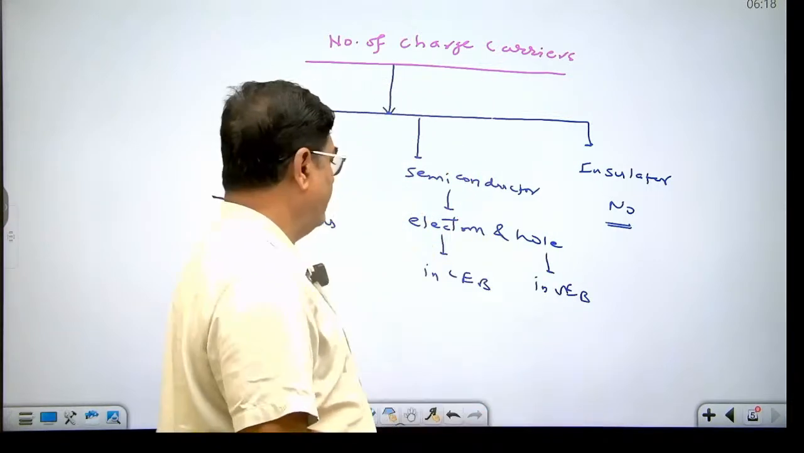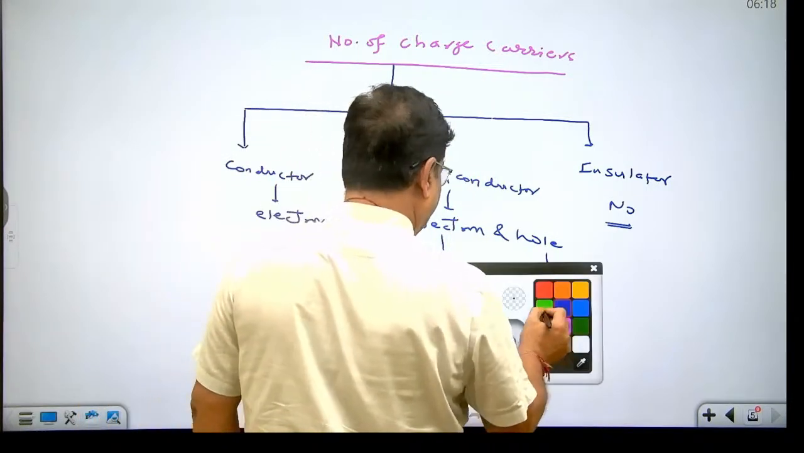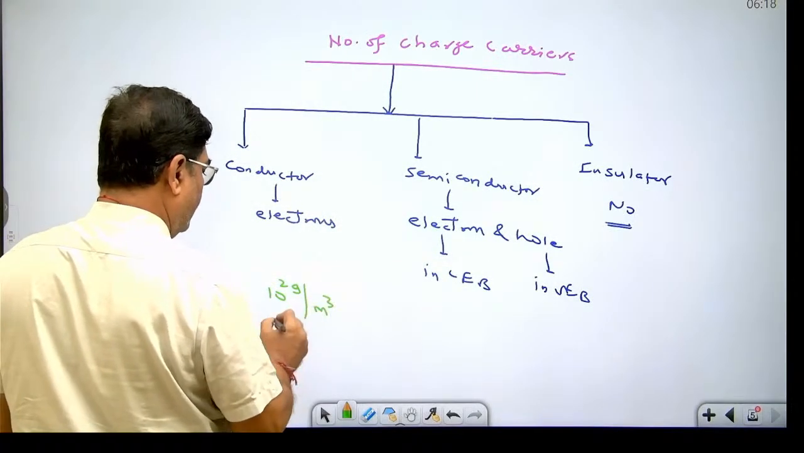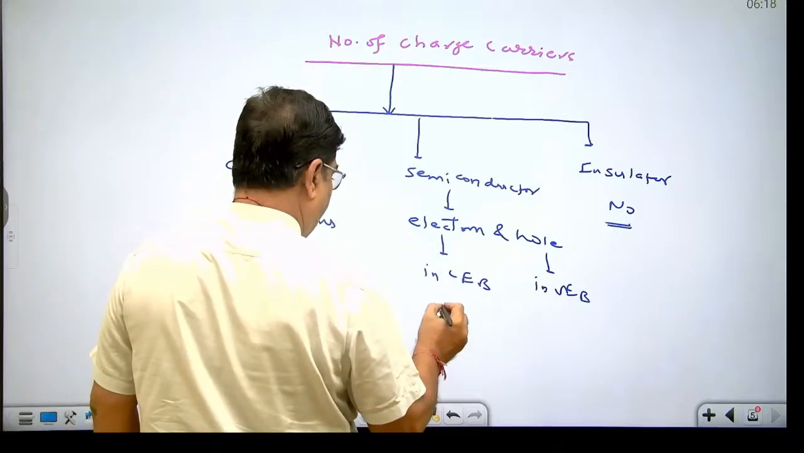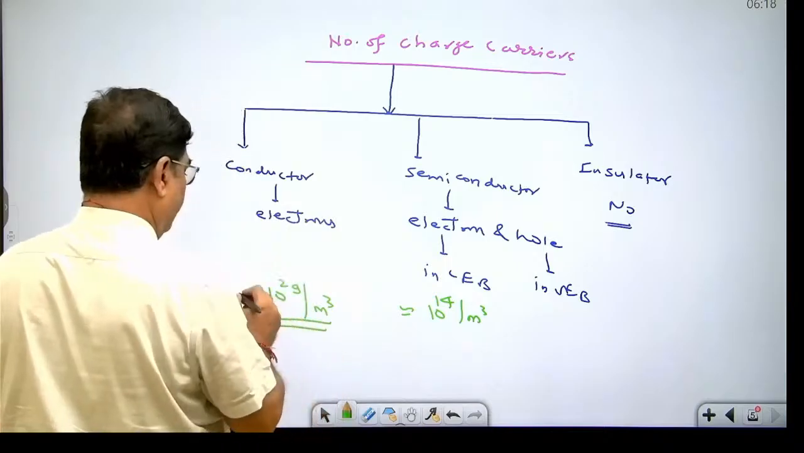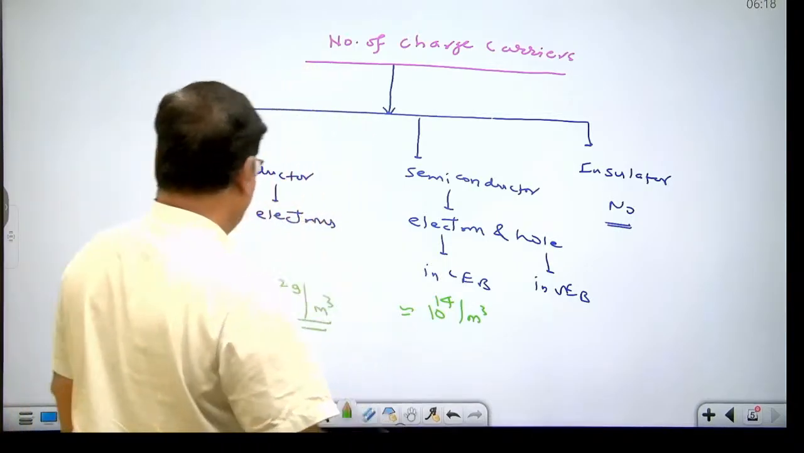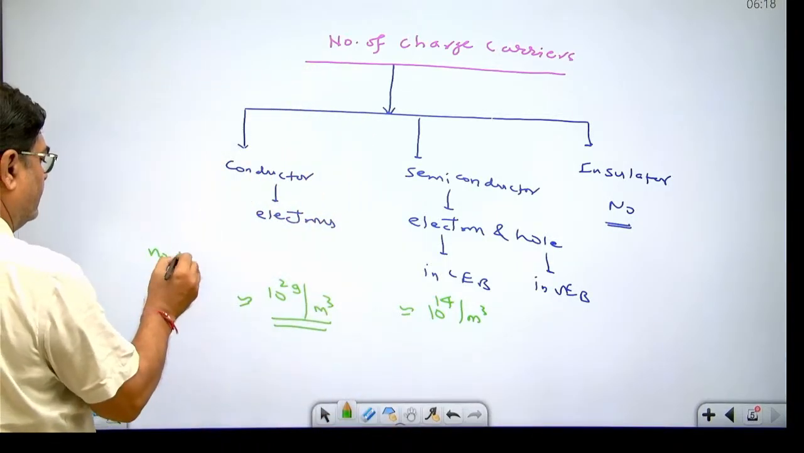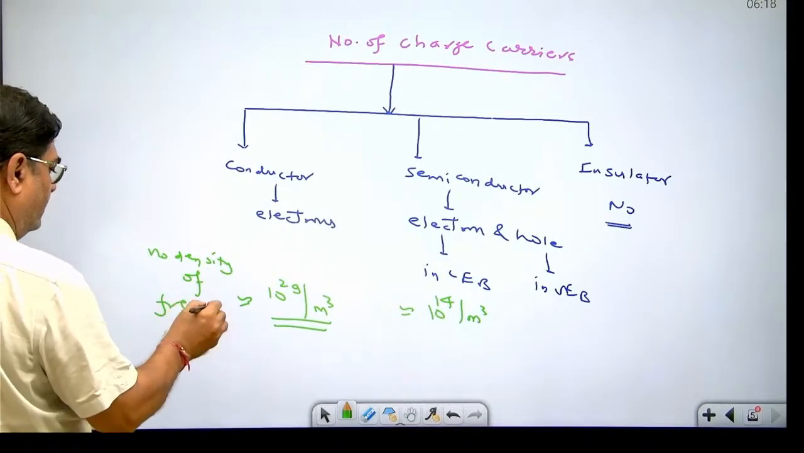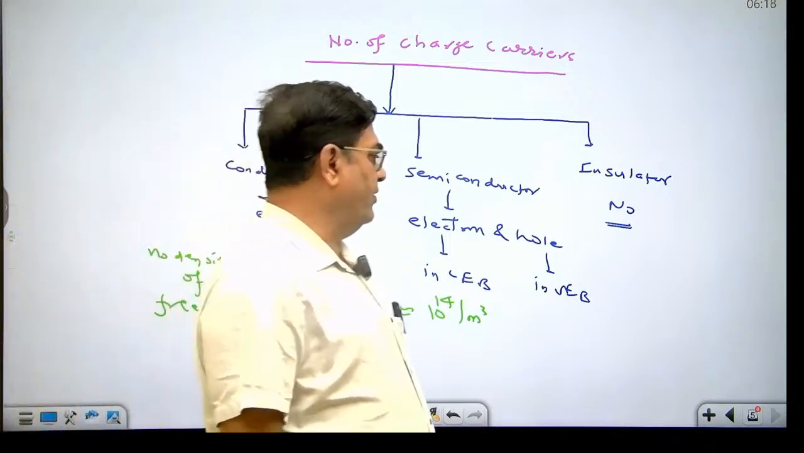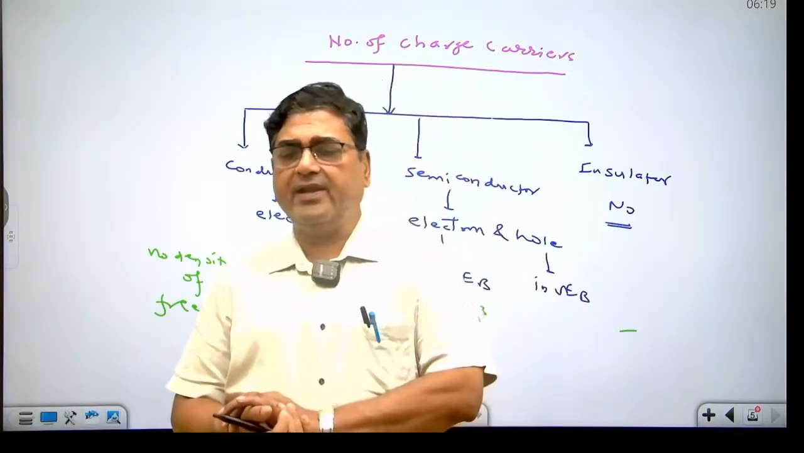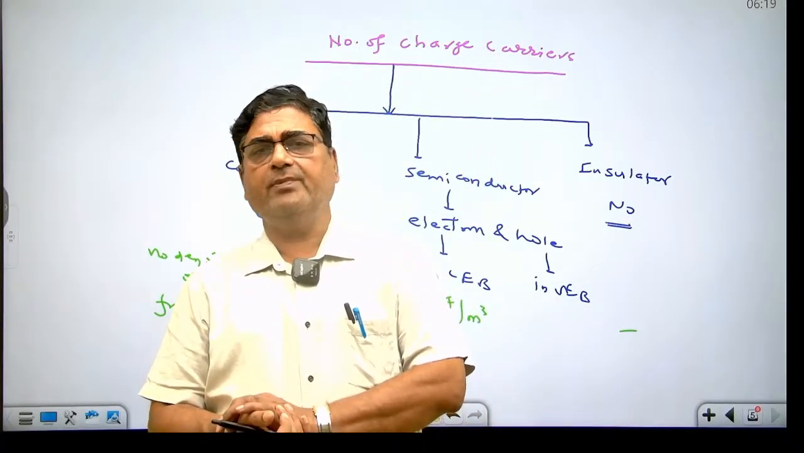So dear student, if we talk about number density of free electrons, for conductor this is 10 power 29 per cubic meter. For semiconductor, the number density of free electrons is approximately 10 power 14 per cubic meter. Number density means number of electrons per unit volume. For insulator, it is negligible. So dear student, this was the main criteria to classify solid metal into three categories.